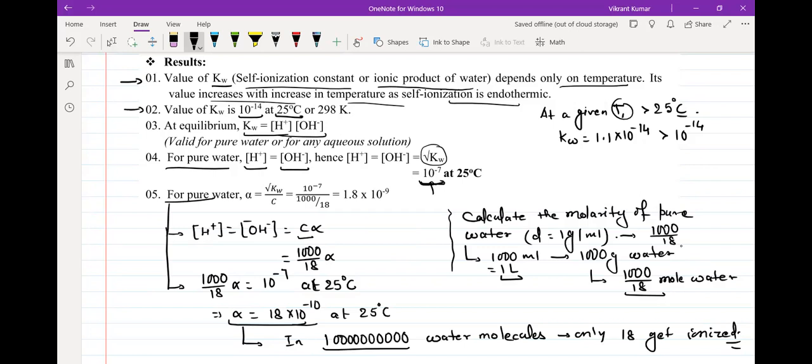Later we will see it can be even less. But if I'm having pure water, out of 10 raised to 10 water molecules, only 18 are going to be ionized. Practically, it remains unionized, right? Almost unionized. And that's why I was saying that pure water is almost unionized. That means it is an extremely poor conductor of electricity, or an extremely poor electrolyte. Is it okay?